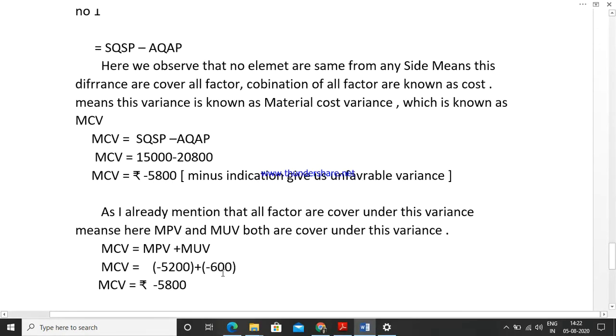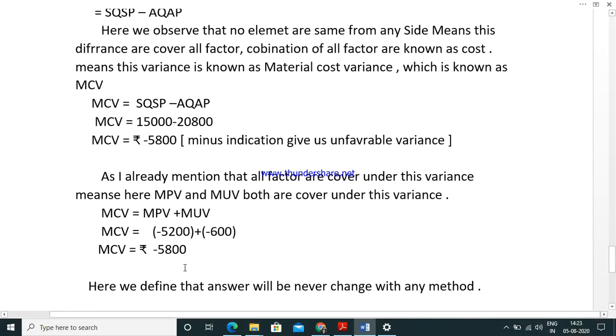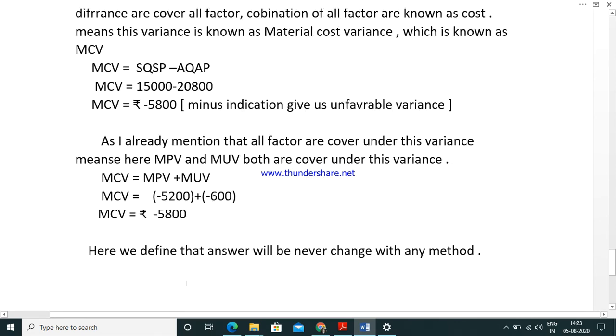As I already mentioned, all factors are covered under this variance, means here MPV and MUV, which are material price variance and material usage variance, both are covered under this variance. I also stated that material cost variance is equal to material price variance plus material usage variance, means material cost variance is equal to minus 5,200 plus minus 600. Here I also get 5,800 unfavorable variance. Here we see that the answer never changes with any method.